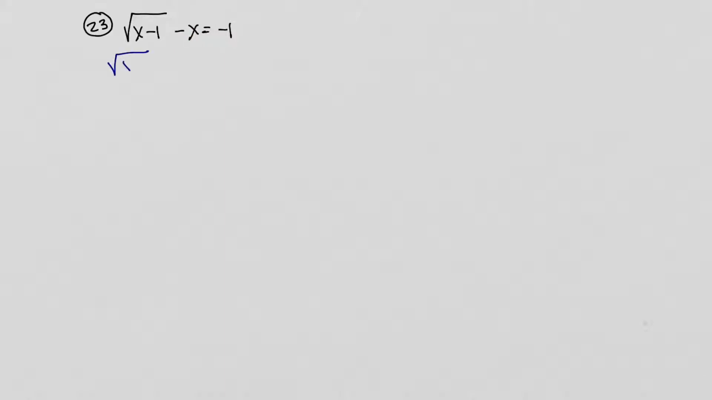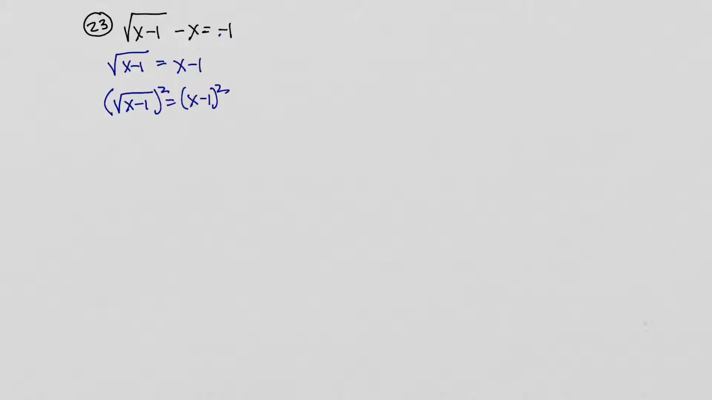We'll get square root x minus 1 is equal to, now I'm going to add x, so I'm going to get x minus 1, right? If I add x, I'll add it over here. Okay, now square both sides. Get rid of the radical by squaring both sides. So we'll get this quantity, square root of x minus 1 squared equals quantity x minus 1 squared.